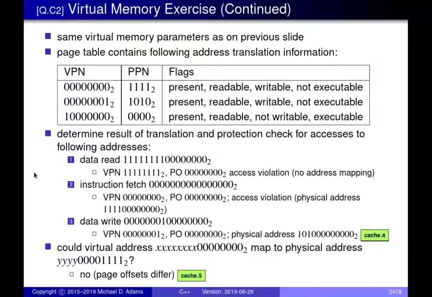So on this slide, I'd like to consider a simple address translation example. For the purposes of this example, we're going to use the same system as in the example on the previous slide. In other words, we have a system where the virtual addresses are 16 bits, the physical addresses are 12 bits, and the page size is 256 bytes.